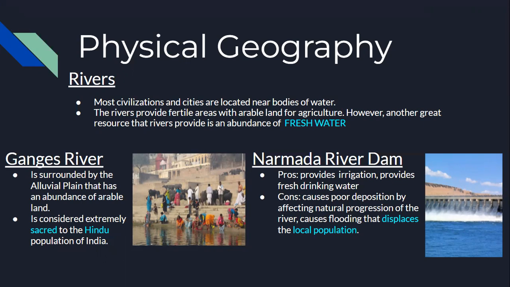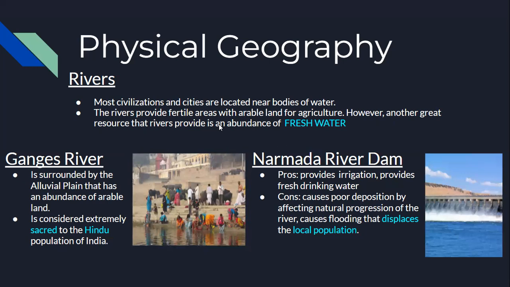However, another great resource that these rivers provide is an abundance of fresh water. This fresh water is also extremely valuable for sustaining the population of the people in this region. So arable land is a great resource that rivers provide, as they give the region fertile soil that creates this arable land for agriculture. But one of the main things that the rivers provide is an abundance of fresh water.